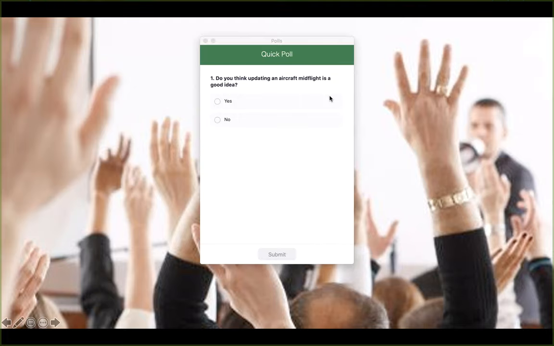Here we go. Do you think upgrading an aircraft mid-flight is a good idea? Let's see what we have. And again, Taylor, can you share with us what people say? Okay, 16% say yes, that's a lot. But let's see if we can drive it even harder.